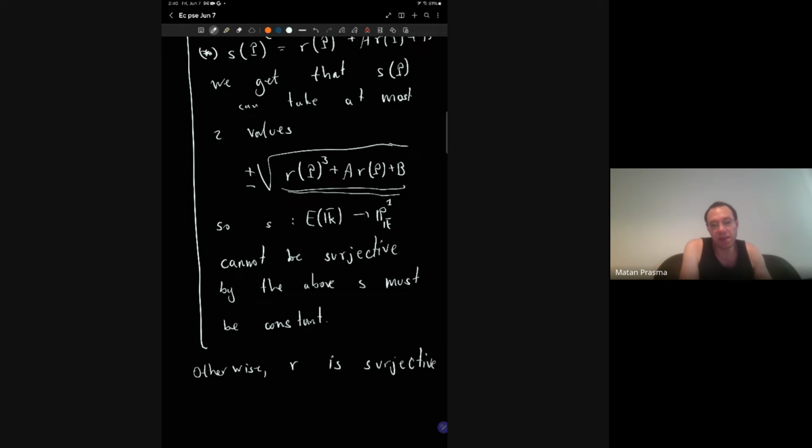If it is surjective, it has a pole. Hence, it has a 0. Or, you know, you could go the other way as well. If it's surjective, it has to have a 0, and hence it has to have a pole.